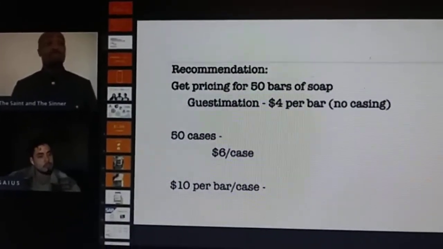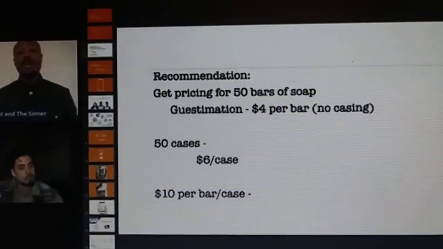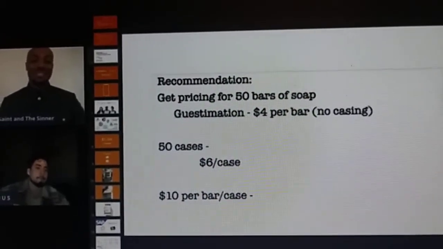Do you think people will pay $10? Yeah, I do. Now here's the thing: you also have to ship it, right? So now we have to add on some more money for shipping to the consumer.